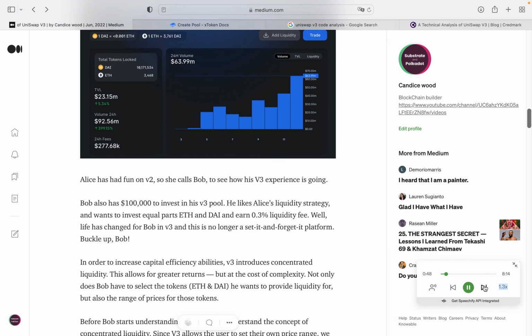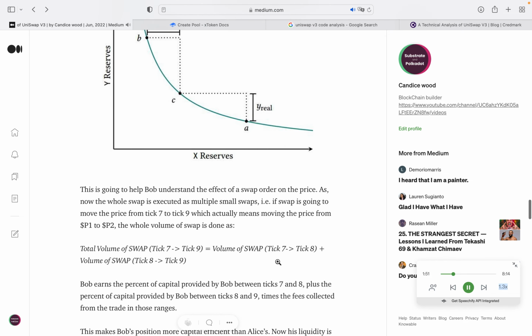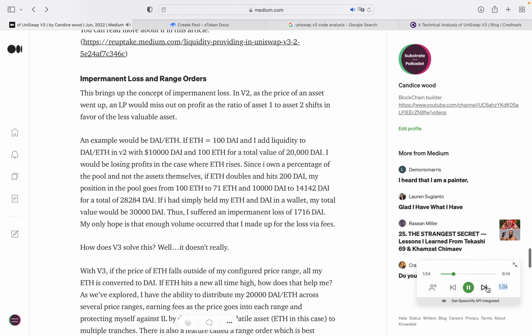There are some parameters to consider. When Alice is satisfied with her earnings, she can remove them when she sees it fit.